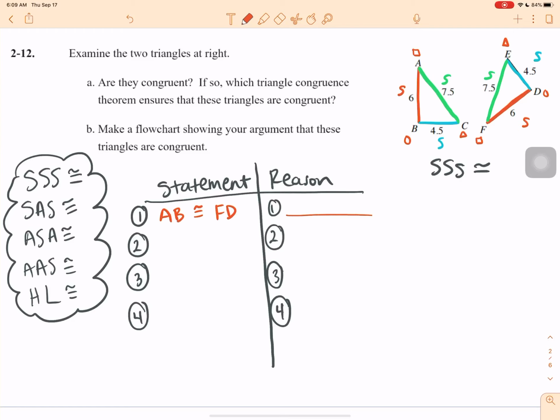Our reason here is they told us the length. They said that they're both a length of 6 units, so it was given to us. We were given that information. Now I challenge you to pause the video and try to do the rest of this one on your own and see if you can do it.